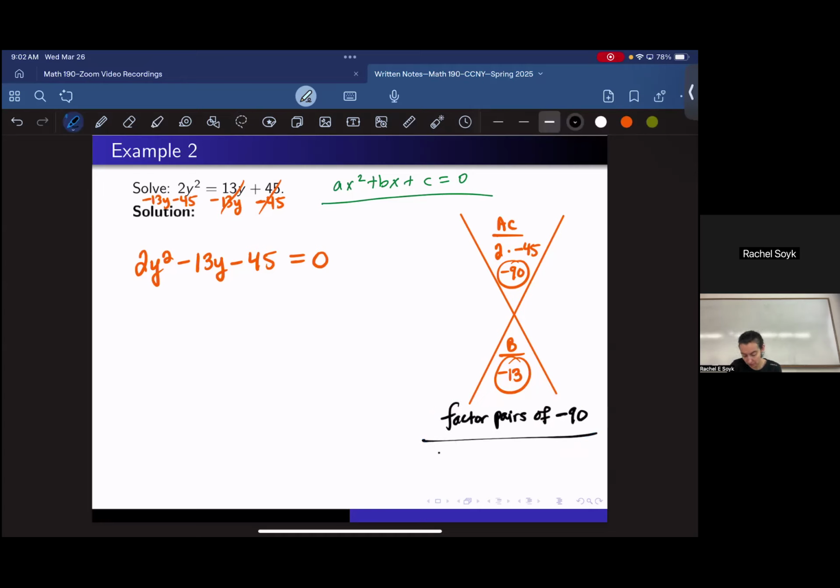So what are our factor pairs of 90? We have 1 and 90. We have 2 and 45. We have 3 and 30. Does 4 go in? No, but 5 goes in. 5 goes in how many times? 18, right? Does 6 go in? How many times does 6 go into 90?